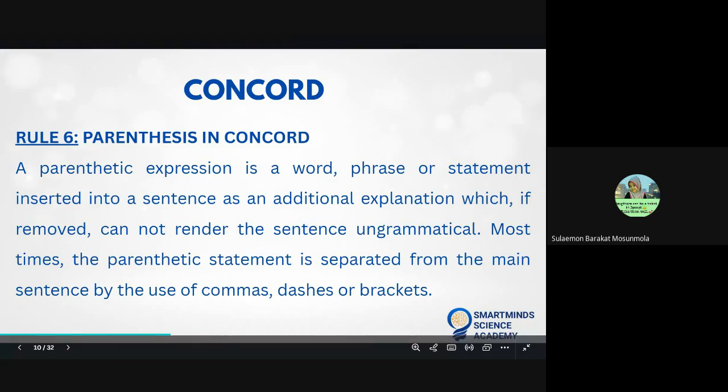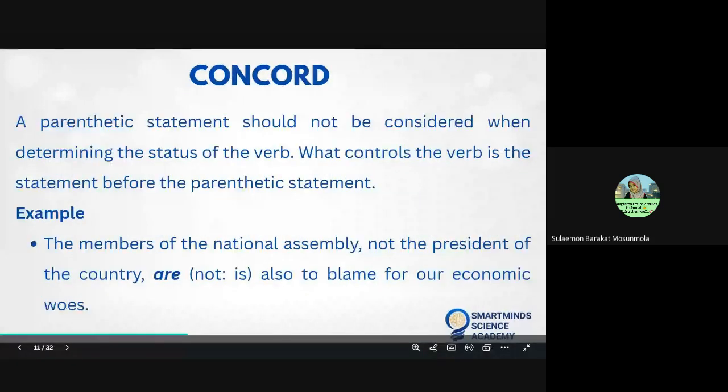The removal of a parenthetic expression doesn't deform the sentence. It does not make it ungrammatical or incorrect. It is just an additional explanation, which if it is absent, doesn't render the sentence incorrect. Now, when we have these parentheses in concord, what is going to determine the verb to be used?